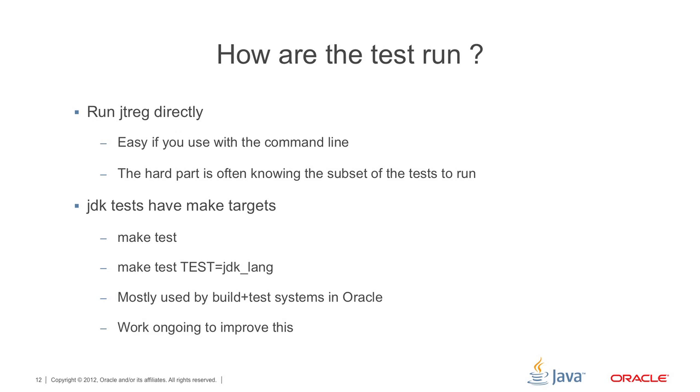Some people working on the JDK do use the makefile targets, but it was primarily set up this way to support build and test systems, particularly within Oracle, where the build and test system runs the tests via make targets. The useful thing about that is it allows for partitioning of the tests across multiple machines. The tests are split up into 20 or so make targets, which can run concurrently on different machines to get through the tests faster.